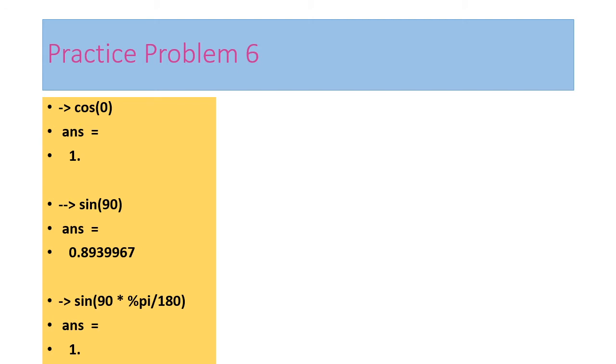To calculate cos of 0, just give cos of 0, and the answer will be 1. If you give sin of 90, it will give 0.8939. So if you want to convert your angles, we have to multiply by pi divided by 180. So when you give 90 times pi by 180, we'll get the answer as 1 for sin 90.